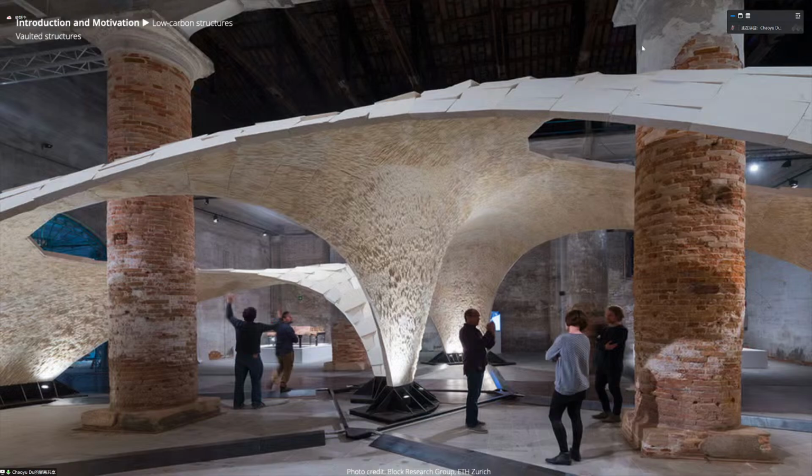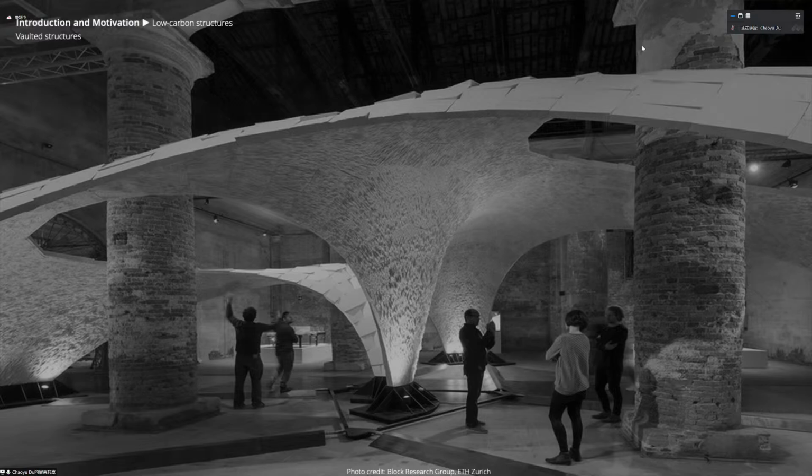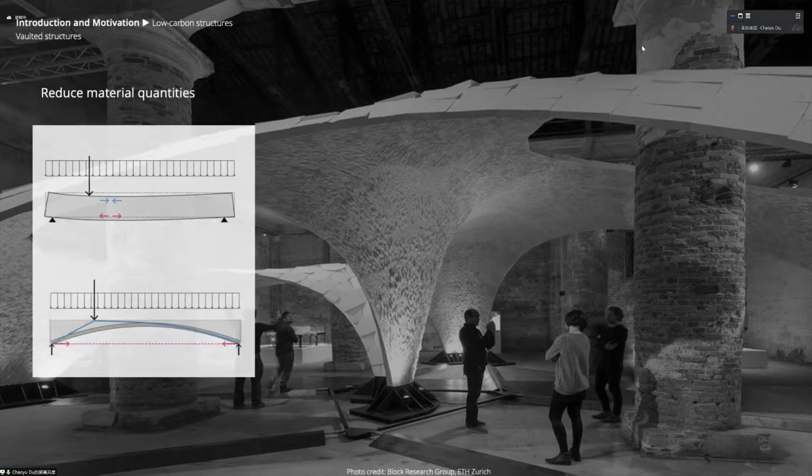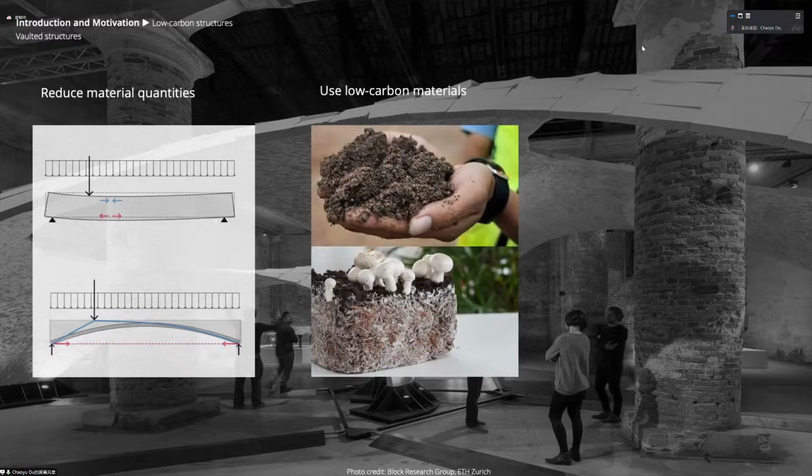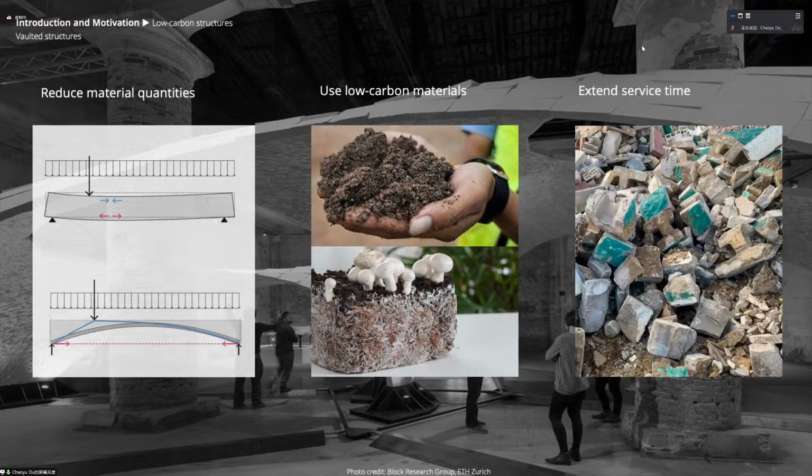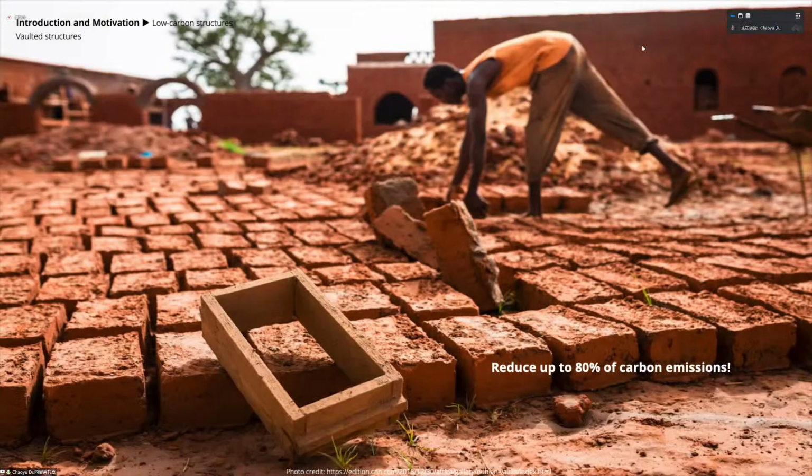Vaulted structures are efficient because they are in pure compression and can span large spaces. The loads and the self-weight of the structure are transferred to the supports through arching action without bending. The structural form of shells and vaults can reduce the material quantities of the structure, allow for material optimization, and if they are built in discrete elements, they can potentially be disassembled and reused. A study showed that vaulted roofs and floors made of earth blocks and tiles can reduce carbon emissions by up to 80% compared to conventional slabs.